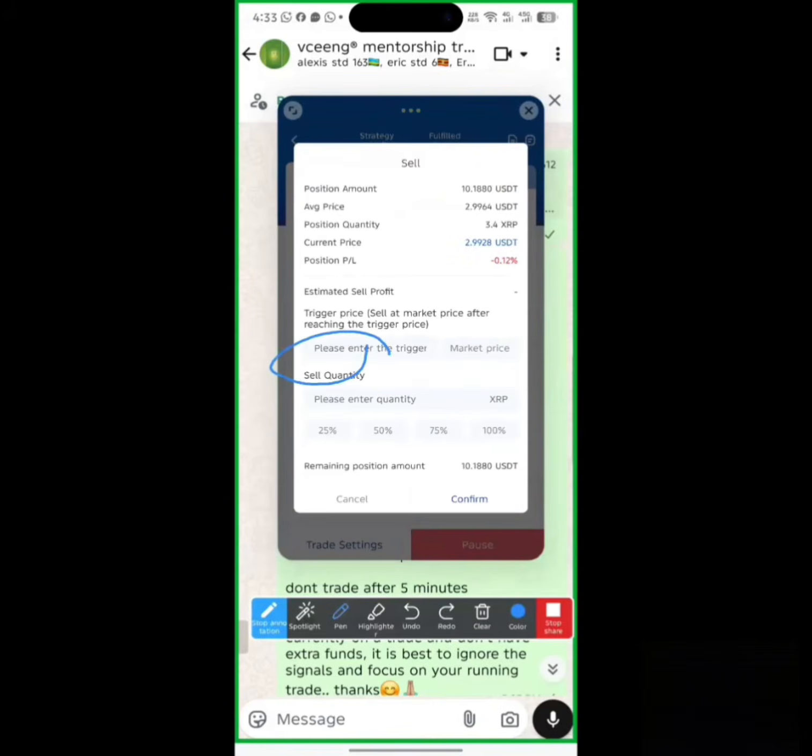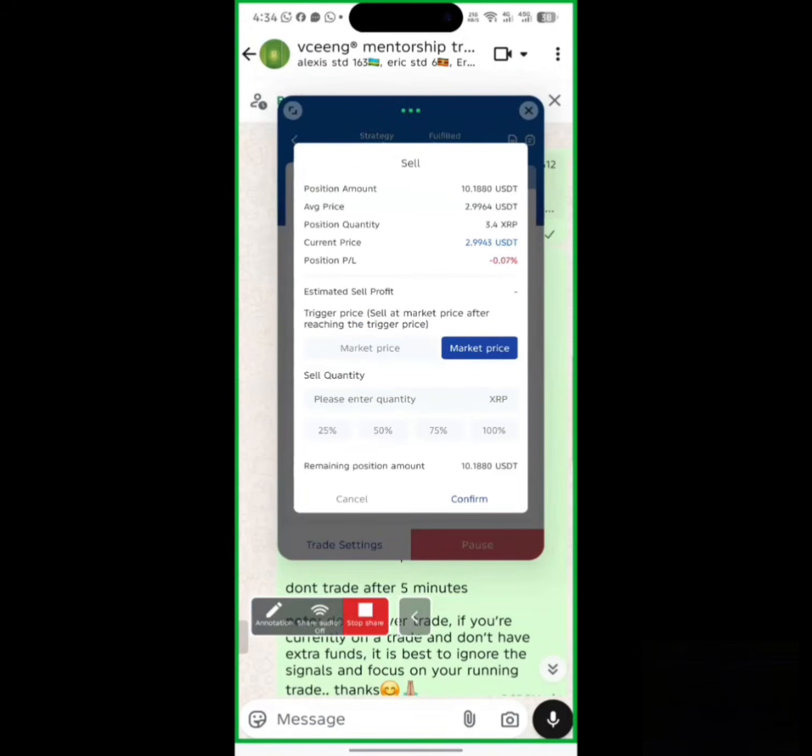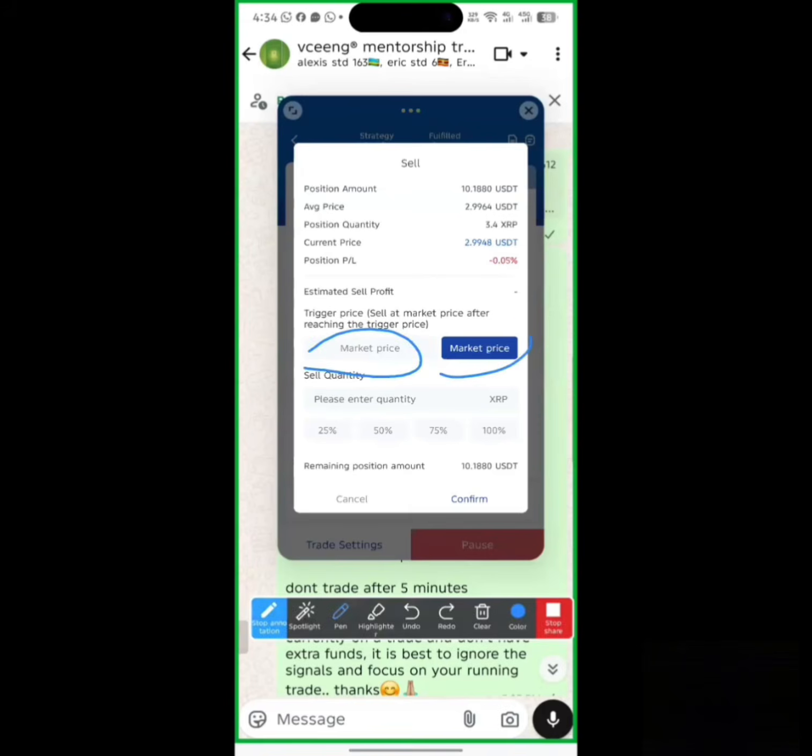So first things first, once you enter here, you'd see please enter the trigger price. If you can't see it, just click on this market price. It will show you please enter the trigger price. Sometimes it will show market price here and also market price here. You just tap on this blue market price. Once you tap on it, this one at the left here will change to say enter your trigger price. So I'll click on this market price now.